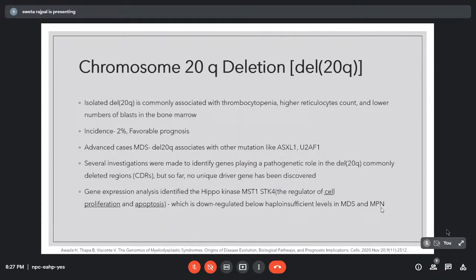The other common one is 20q deletion. The incidence is very low compared to other cytogenetic abnormalities. It has a very good prognosis. It is commonly associated with thrombocytopenia with a high reticulocyte count and a lower number of blasts in the bone marrow.